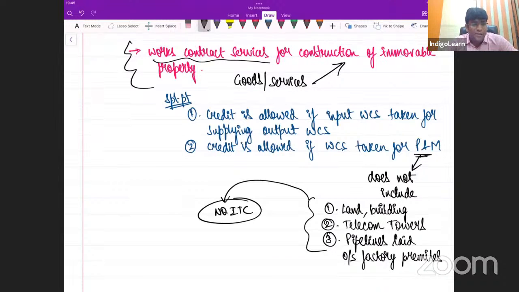Somebody is asking, sir, what is a food point? Sir, food items, when we go to restaurant, hotel and all, whatever GST we pay on that we can't take credit. Swiggy, Zomato, whatever it is, on the food items, what GST we pay, we can't take credit.